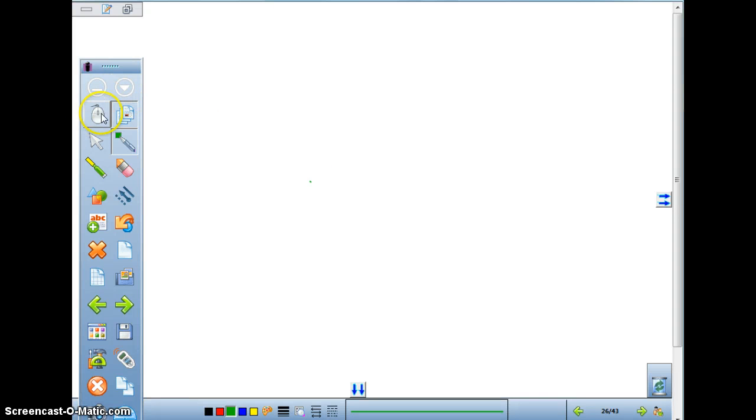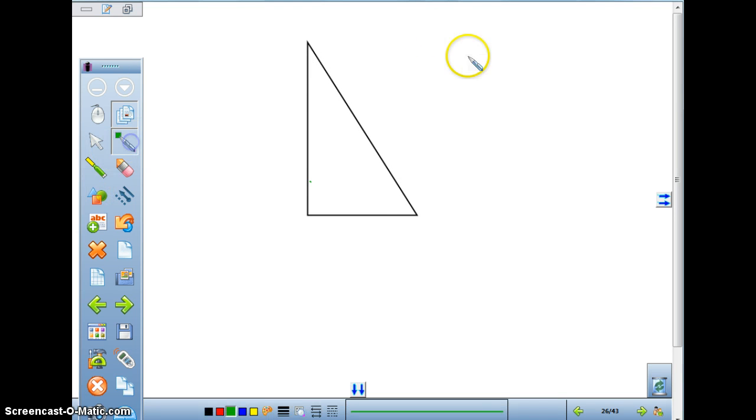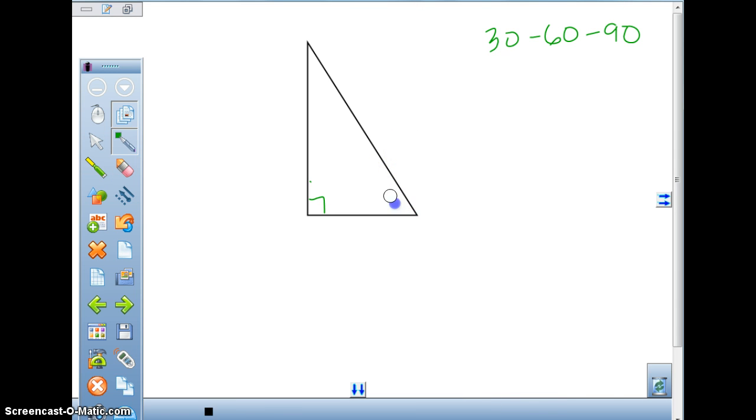Okay, so the next triangle we're going to work on is what we call the 30, 60, 90. And just like the 45, 45, 90, this is referencing the angles inside this triangle. So here's my 90. Here would be my 60. And here would be my 30.